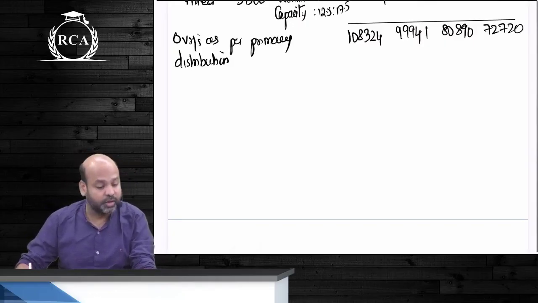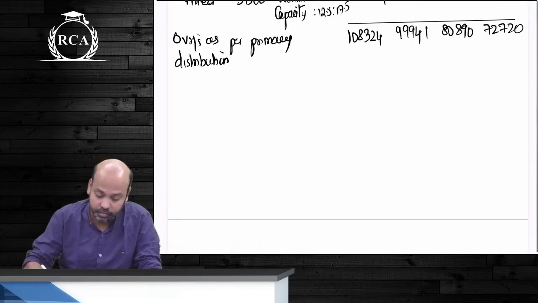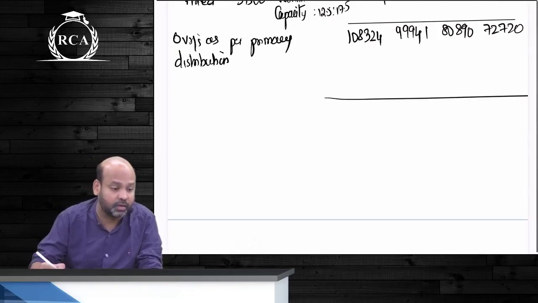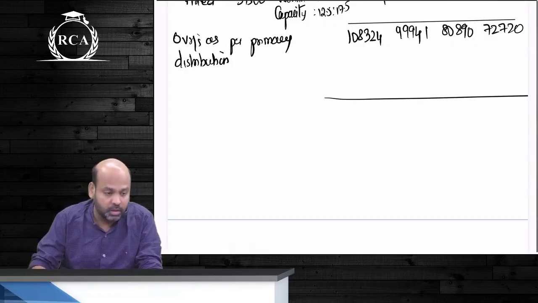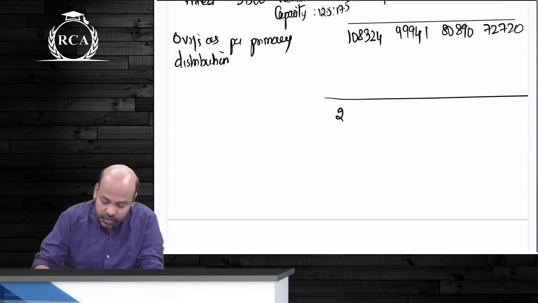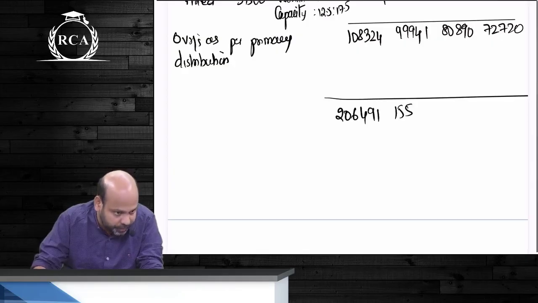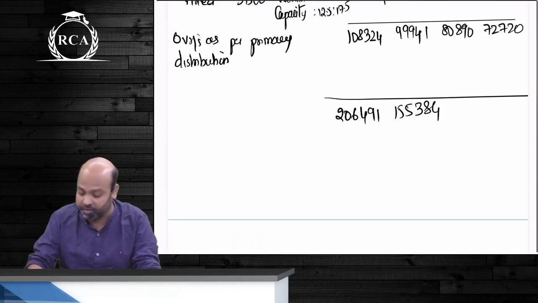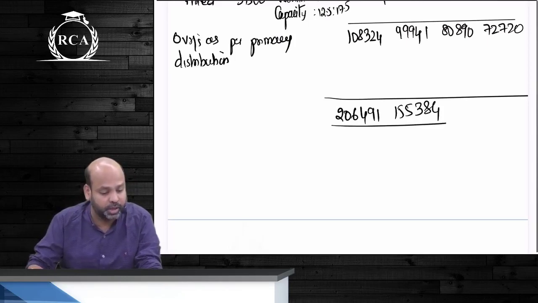Which question was this, the 7th one? Can you tell me the direct amounts, beta, after the repeated redistribution? Final answer: 206,491, 155,384. This will be the total amount of overheads, guys, after reapportionment of overheads.